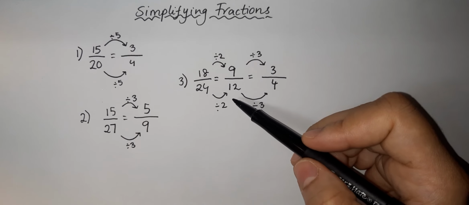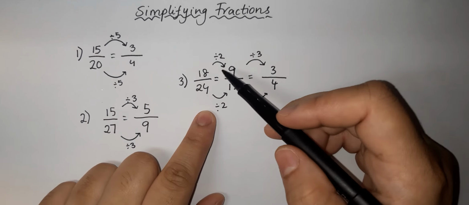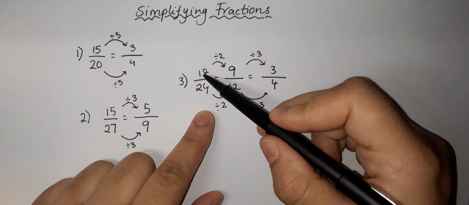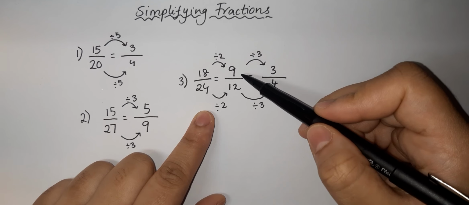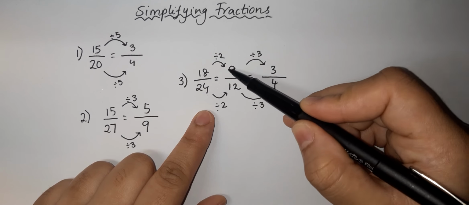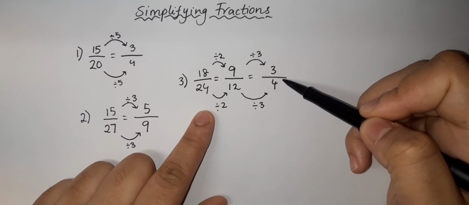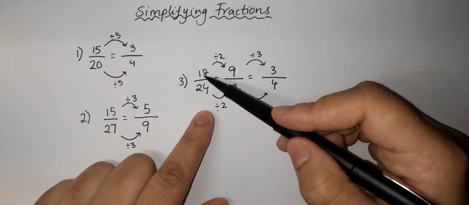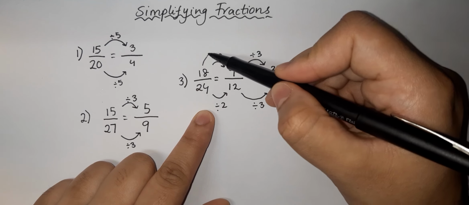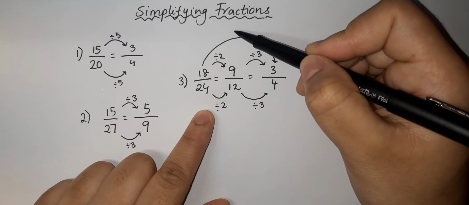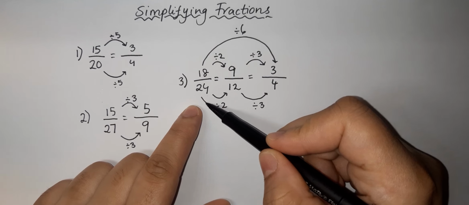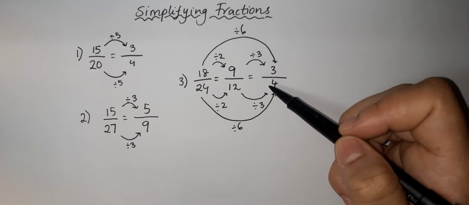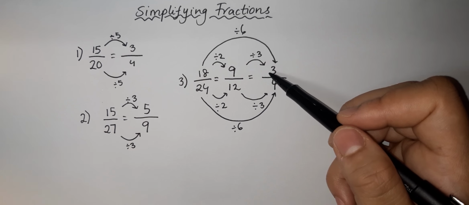Example 3, we can see that 18 and 24 can both be divided by 2. So we've divided them both by 2 first. And then we've divided them by 3 because this can still be cancelled down. And it comes to 3 over 4. Now if we wanted to do this in one step, we would do 18 divided by 6. So we could have done this: divide by 6, or divide by 6 here, to get directly to the answer. But we can always do this step by step just so we don't make any mistakes.